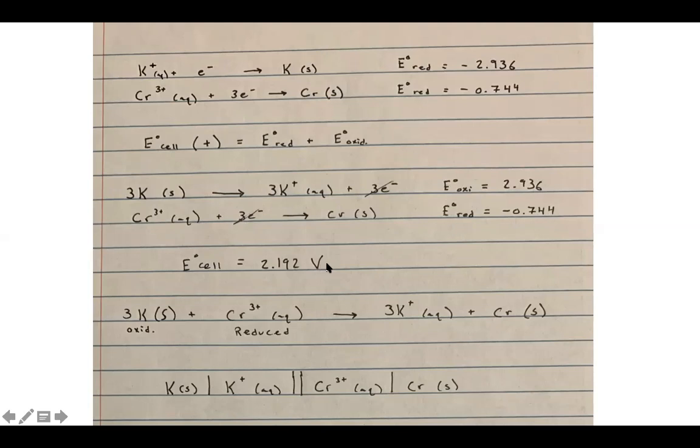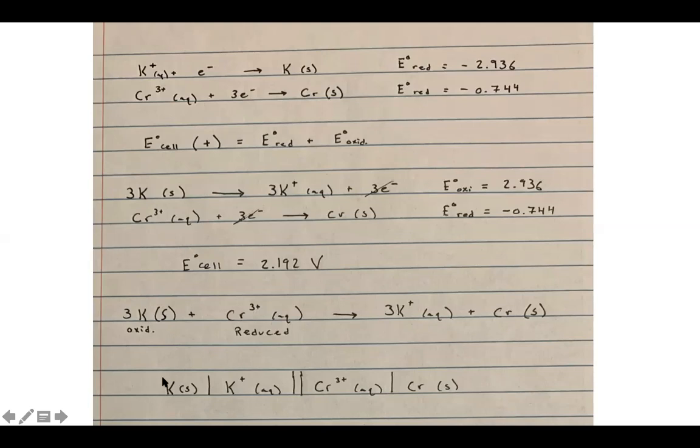But we were also asked what the standard notation was. Okay, so to figure out my standard notation, I kind of just wrote my overall net equation. So 3 potassium solids plus chromium 3+ aqueous goes to 3 potassium+ aqueous plus chromium solid. And so from here, I can pretty easily see that my potassium is oxidized, my chromium is reduced.